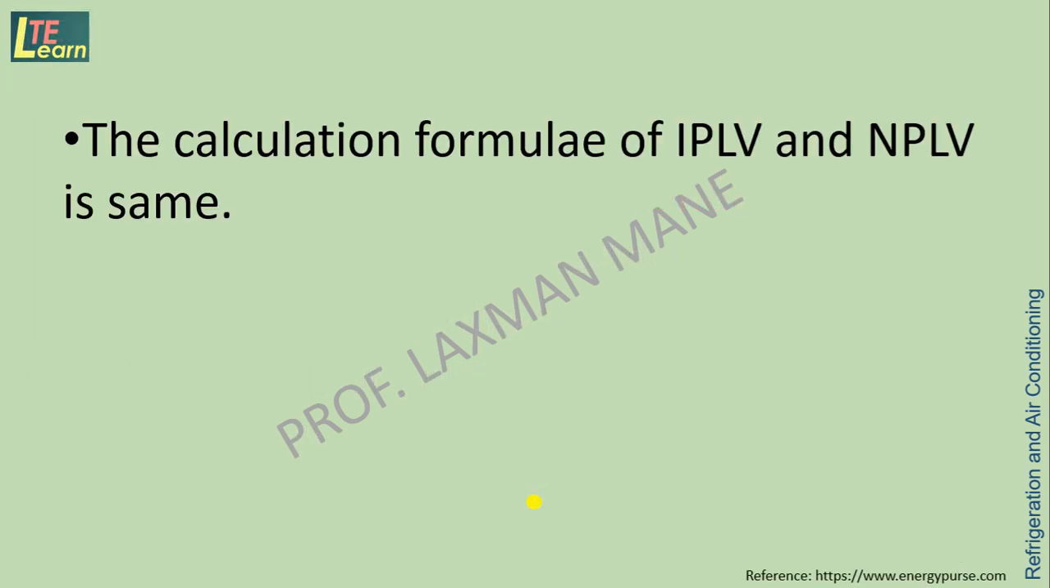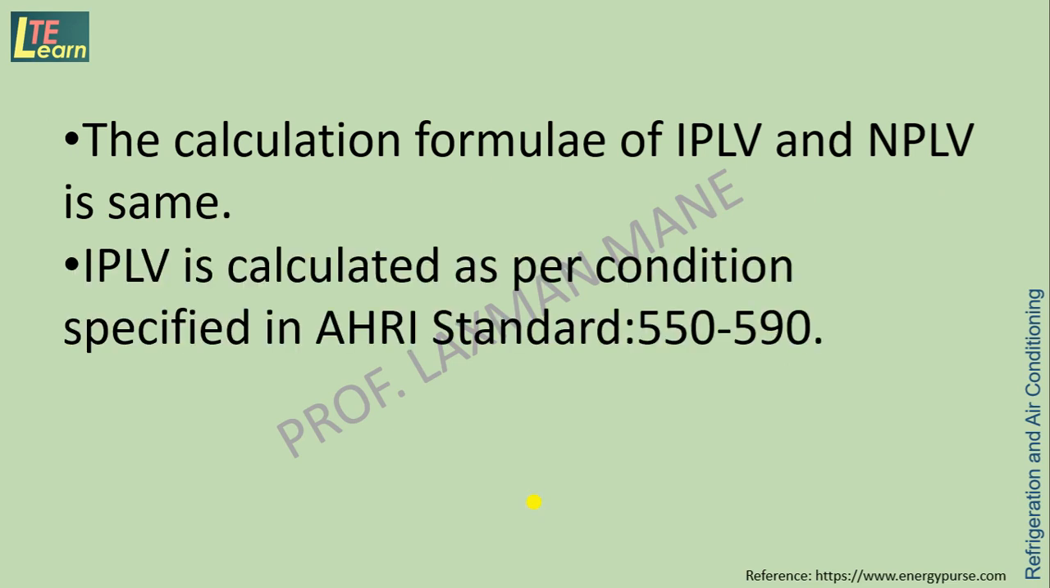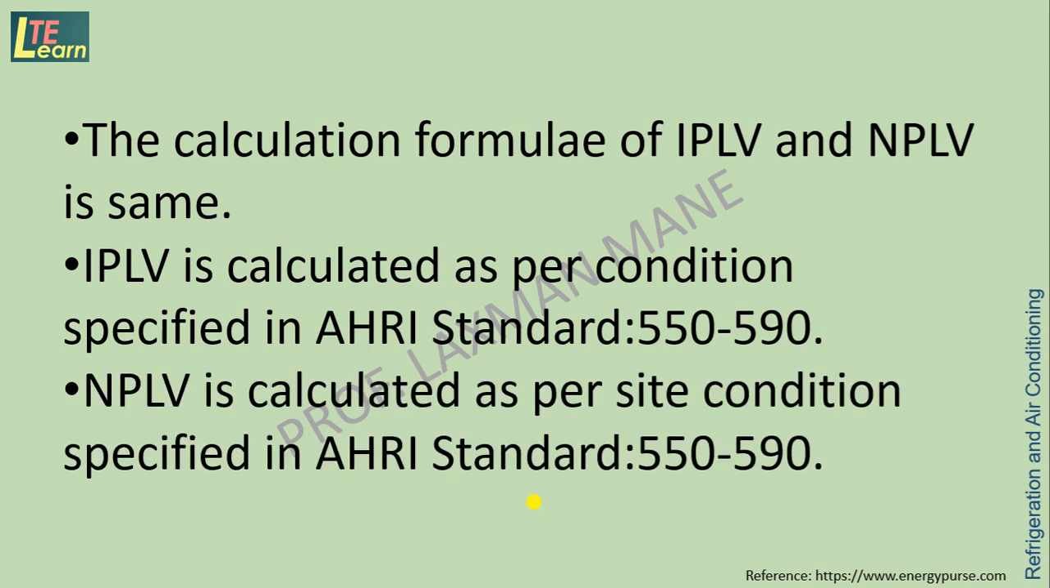The calculation formula of IPLV and NPLV is the same. The difference is that IPLV is calculated as per conditions specified in AHRI standard 550-590. NPLV is calculated as per the AHRI standard 550-590, but here it is calculated as per the site condition.